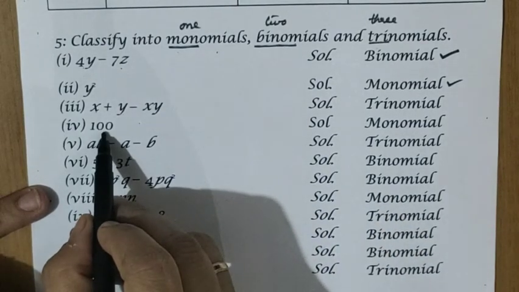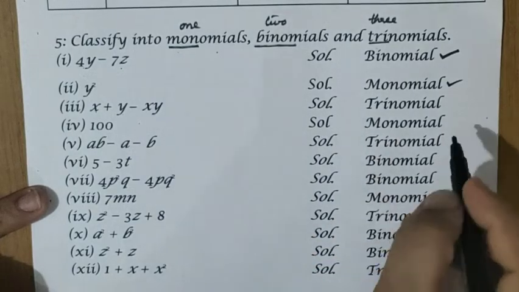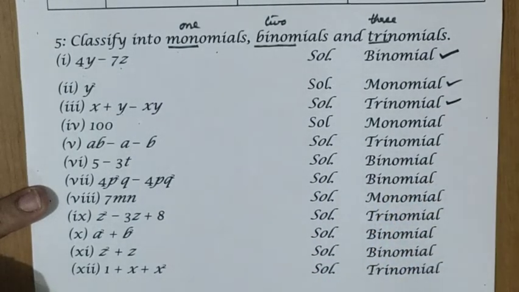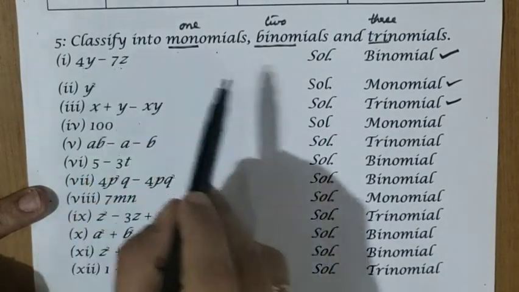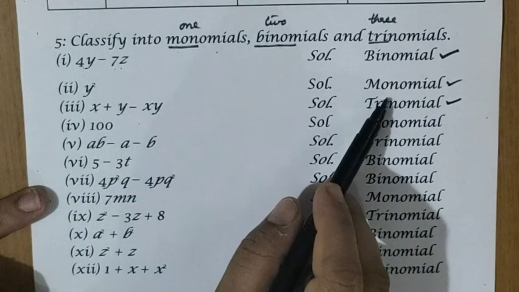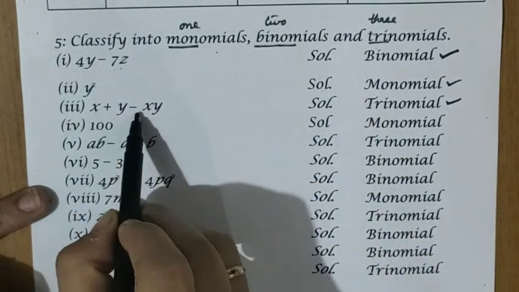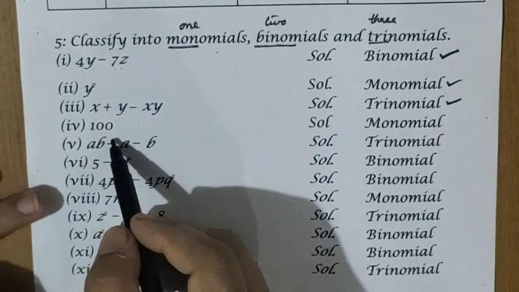How many terms are present? Only one term. So we can write easily now: monomial. Right now, what is once again the first 3 examples? Let us see. First, two terms are present. So what is the name given? Binomial. One term is present. What is the name given? Monomial. 3 terms are present here, so what is the name given? Trinomial. Now you can continue like this only.